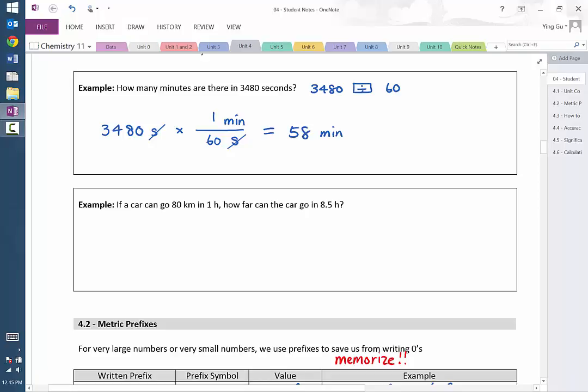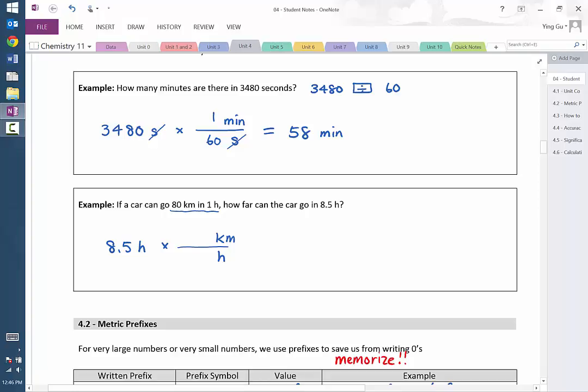Here's our next question. If a car can go 80 kilometers in 1 hour, how far can a car go in 8.5 hours? Once again, we start with what we know, which is going to be 8.5 hours. We're going to pick our conversion. Now, the question's asking me for distance, and I want to get rid of the hours. And right here, I see that they actually gave me the conversion factor. So, I want my final answer to be in kilometers for distance. I want to cancel out my hours, which is what I start with.